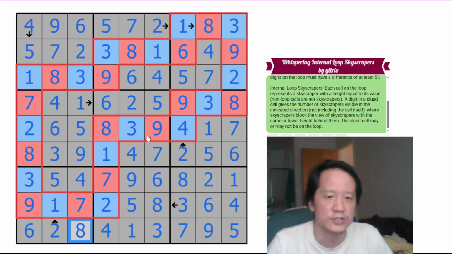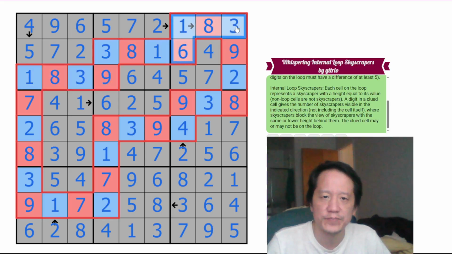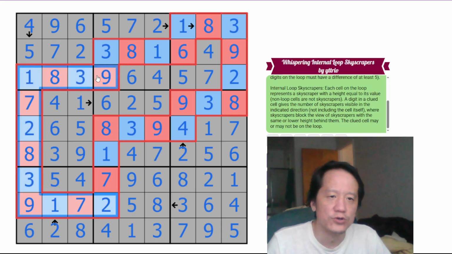Yeah, pretty interesting. This mix of the skyscrapers with the German whisper lines definitely restricts things a lot, right? So, pretty cool, pretty cool.